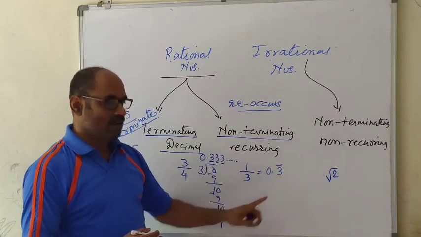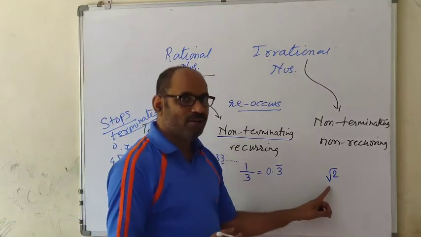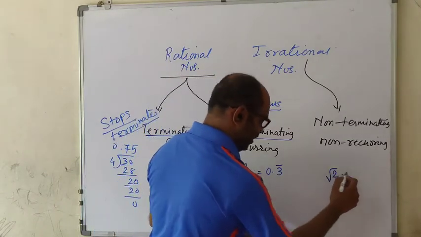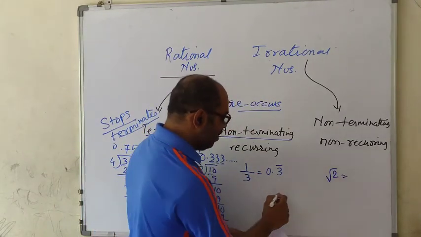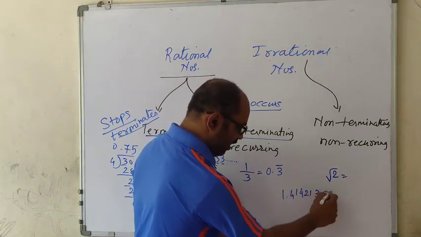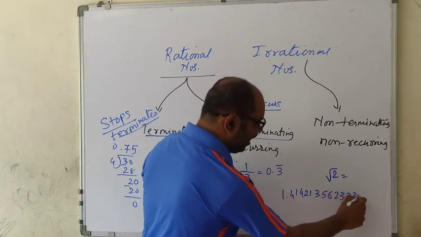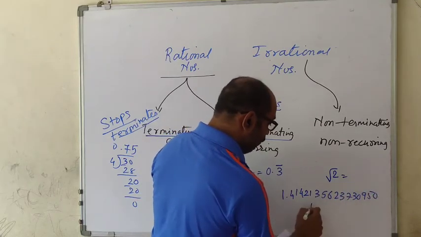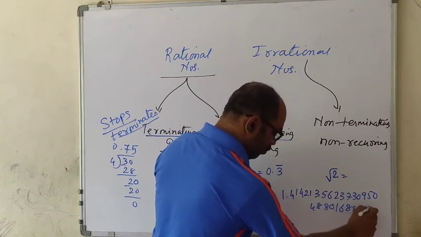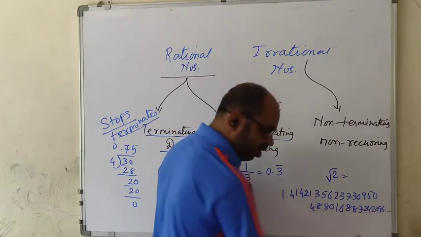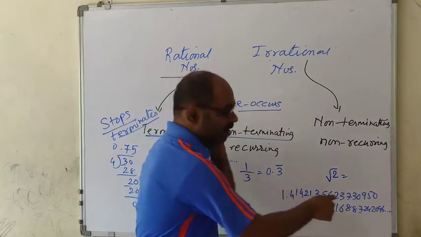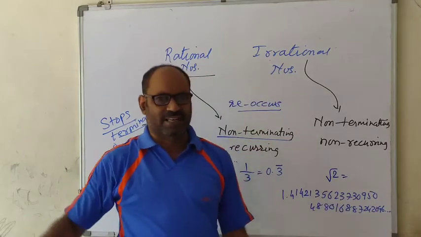It reoccurs. Now root 2. I won't go into this division. I'll write the answer directly. In 9th standard textbook you have seen that root 2 is 1.414023562375301688724209 dot. When you find the square root of 2, this is the answer 1.41, and endlessly the division continues.